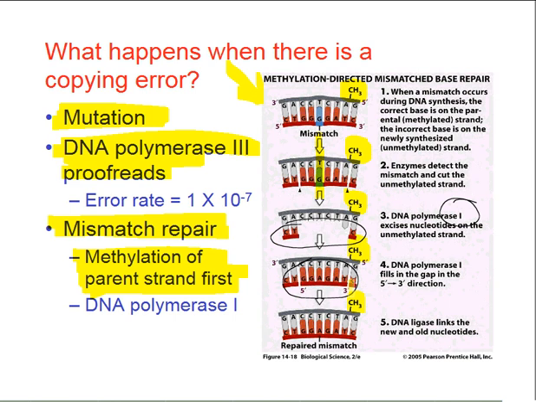That way, when DNA polymerase goes through, if it reads an error, it knows which strand is the daughter strand, i.e. the one that contains the error, and which strand is the parent strand, the one that is the original correct copy, so that it doesn't make the correction in the wrong side of the DNA. Very interesting process.